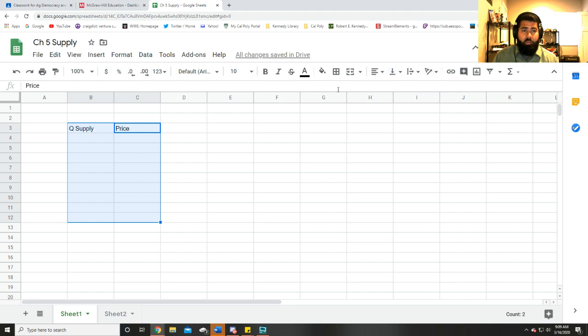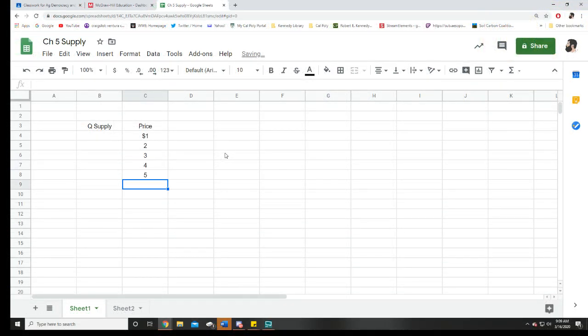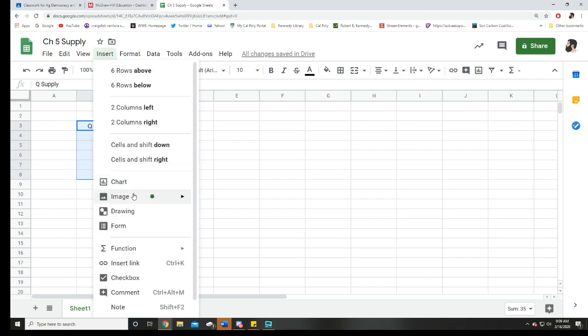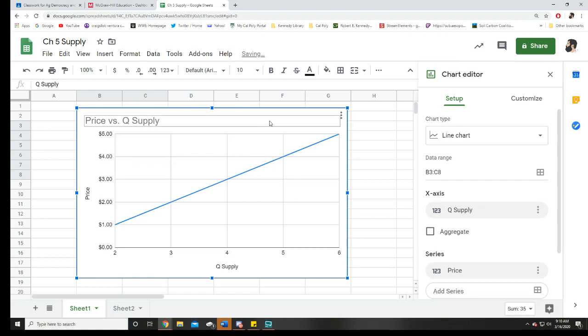I'm going to center these right here. Prices, I'm going to go 1, 2, 3, 4, 5. How about just 5 of them? And then we're going to make them a dollar sign because these are prices. Quantity supplied. Remember the law of supply states that as prices increase, so does supply. So let's just go 2, 3, 4, 5, 6. Now we're going to highlight these two right here. We're going to insert chart. Wait for it to pop up. Here we go. Great stuff.